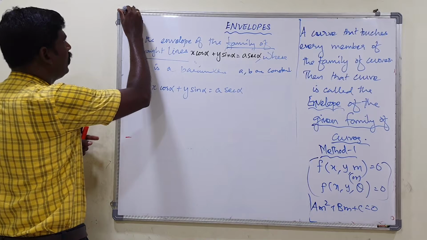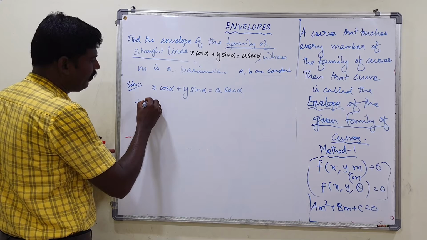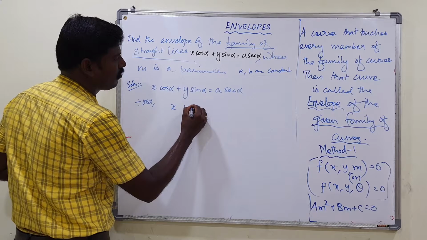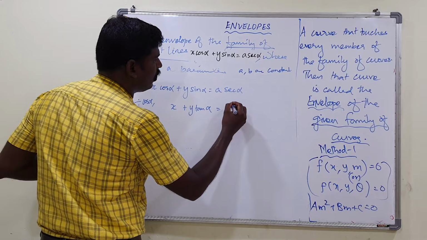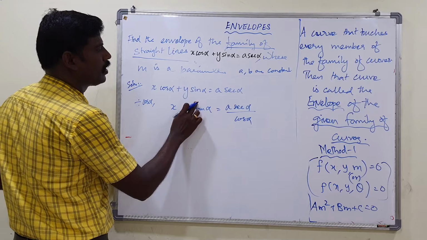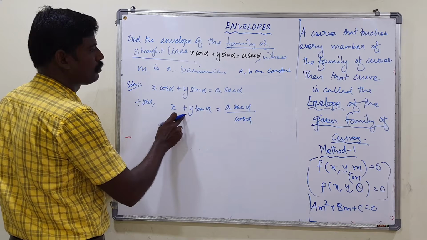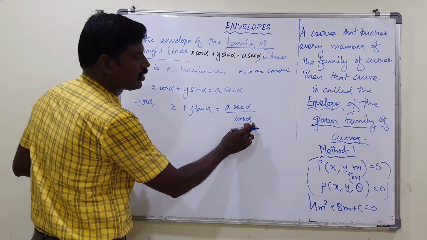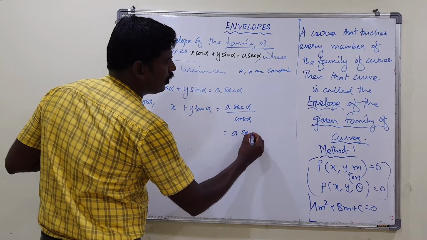Now I divide this equation by cos alpha. So x plus y into sin alpha by cos alpha, that is tan alpha, equal to a secant alpha by cos alpha, isn't it? Here sin alpha by cos alpha becomes tan alpha, and on the left the cos alpha cancels. So x plus y tan alpha equal to a secant alpha by cos alpha. What is 1 by cos alpha? Secant alpha. So we can write it as a into secant square alpha, isn't it?